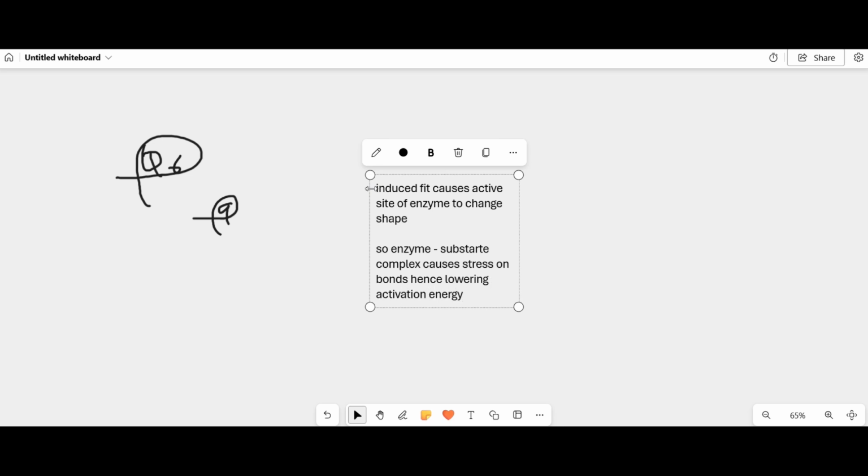So they want to know how it actually lowers activation energy, yeah? So that's why you've got to state that it lowers activation energy. That's why it's a faster reaction, yeah? When you talk about why that happens, it happens because there's stress on the bonds, yeah? The reason why there's stress is because of induced fit, yeah?